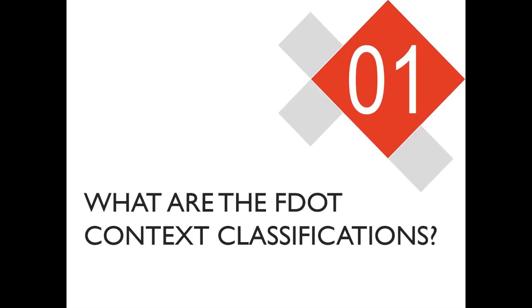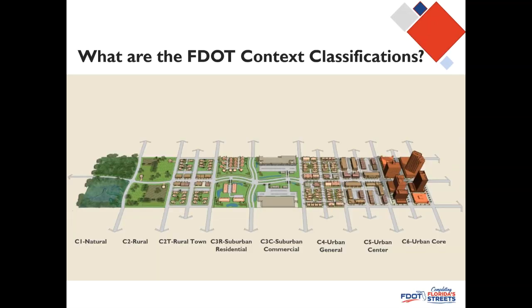We'll also provide some additional resources that you can consult for determining context classification. Part 1. What are the FDOT context classifications? FDOT's context classifications are a way of describing place, from the most rural conditions to the most urban conditions, with a range of urbanization in between. The ranges go from C1 natural to C6 urban core. We'll discuss each of these ranges.